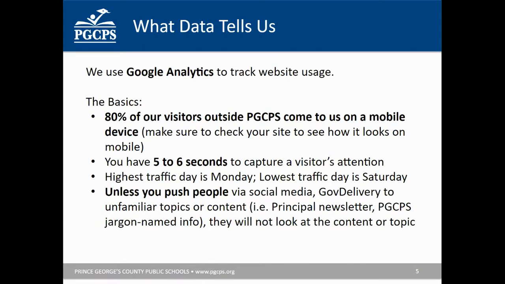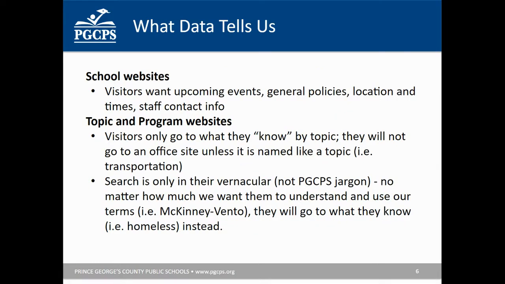Unless you push people via social media or GovDelivery to unfamiliar topics or content, they're not going to look at it ever. So if you have, like, my school's principal newsletter, a phenomenal story, no one really goes to your website to look for that. You have to actually push it out, tell them to come back to the website to get it, do something to get their attention. Otherwise, they are searching for task-oriented items. Those will be things like upcoming events, general policies, location, time, staff contact info, summer school registration at your school, hours. All that stuff will be part of what they're looking for at your school website.